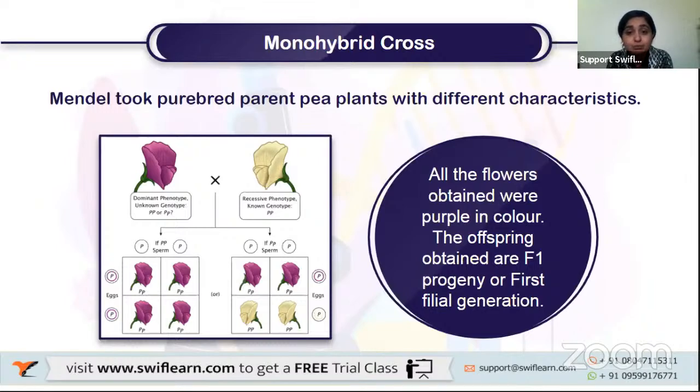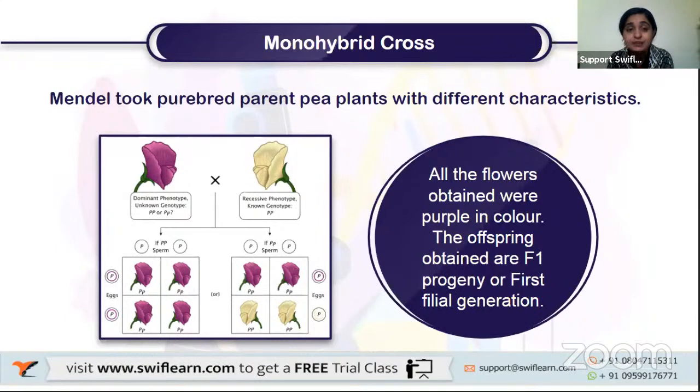What exactly is a monohybrid cross? Mendel took the pure breed parent pea plant with different characteristics. All the flowers obtained were purple in color. The offsprings obtained are F1 progeny or first filial generation.